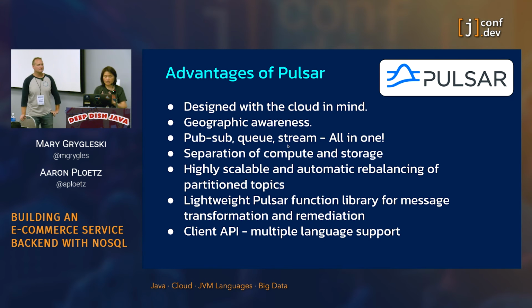Pulsar was designed with the cloud in mind, very much cloud native, and it also supports geo-replication. So it has this geographic awareness. It actually goes very well with Cassandra, because Cassandra is also about geo-awareness. Pulsar itself adopts the pub/sub design pattern, but you can also use it as a queue, from a more subscription perspective.